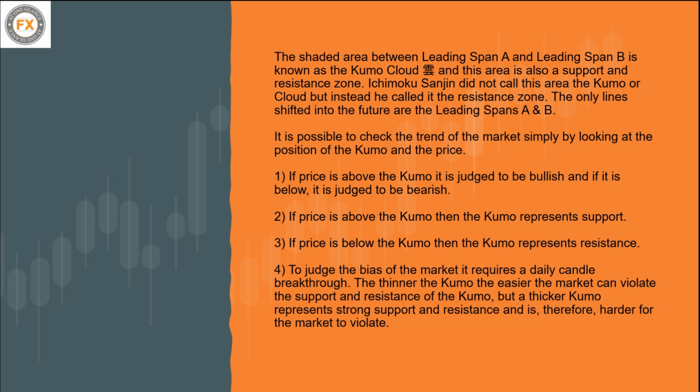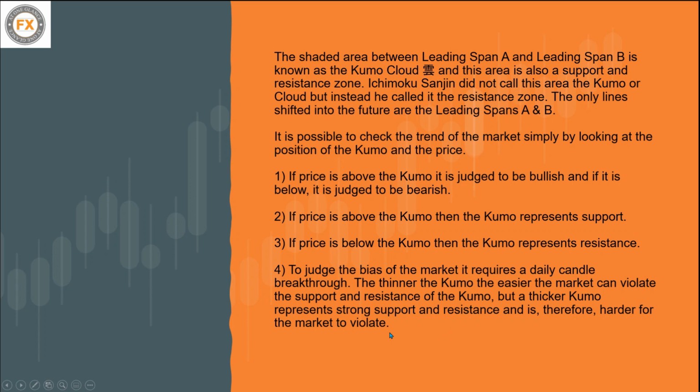It's a support and resistance zone, so that's what we're going to trade it as. It's possible to check the trend of the market simply by looking at the position of the Kumo and the price. If price is above the Kumo, it's judged to be bullish, and if it's below, it's judged to be bearish. If price is above the Kumo, then the Kumo represents support. If price is below the Kumo, then the Kumo represents resistance. We were above the Kumo, so that represented support for us, all right?